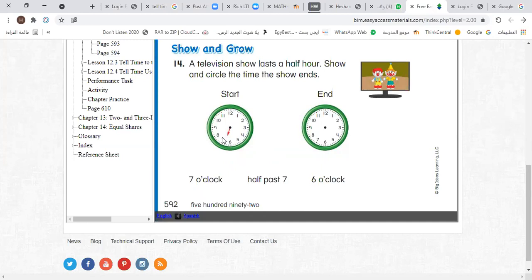7 o'clock and half hour, 7:30, and half hour, 8 o'clock, and half hour, 8:30, and half hour, 9 o'clock. 9 o'clock and half hour, 9:30, and half hour, 10 o'clock, and half hour equals 10:30. After that, 11 and so on. So here it's 6:30. 6:30 and half hour more equals 7 o'clock. Now let's circle 7 o'clock.